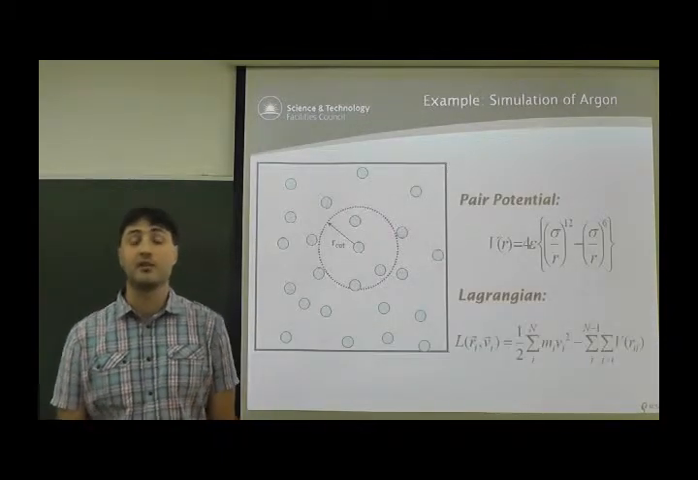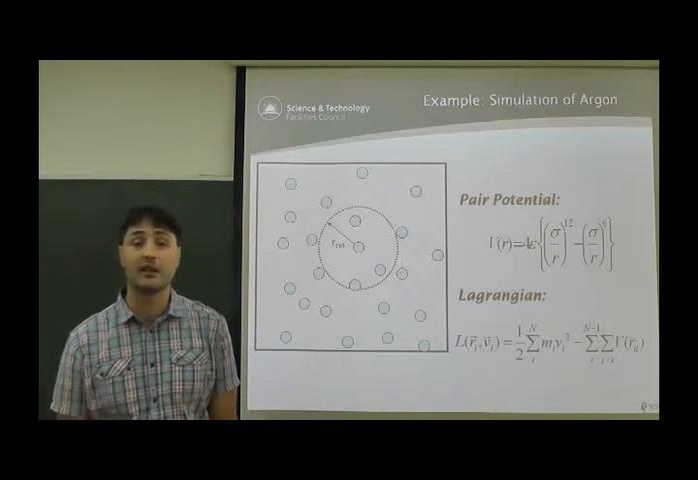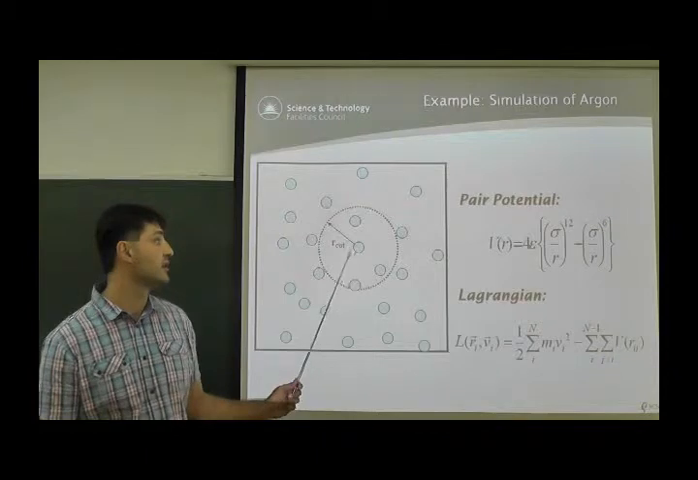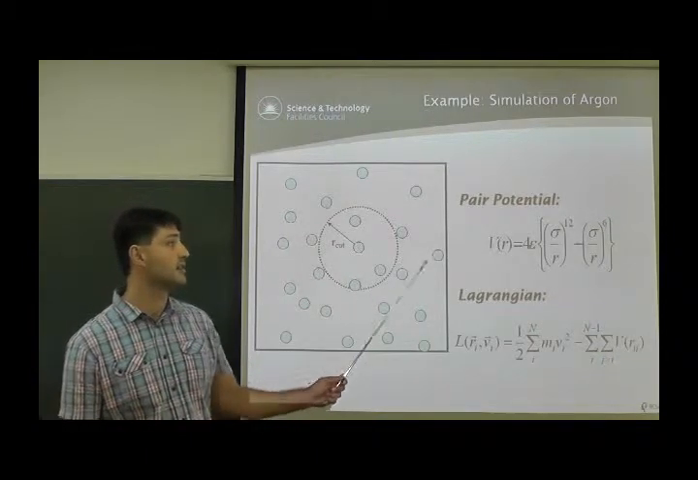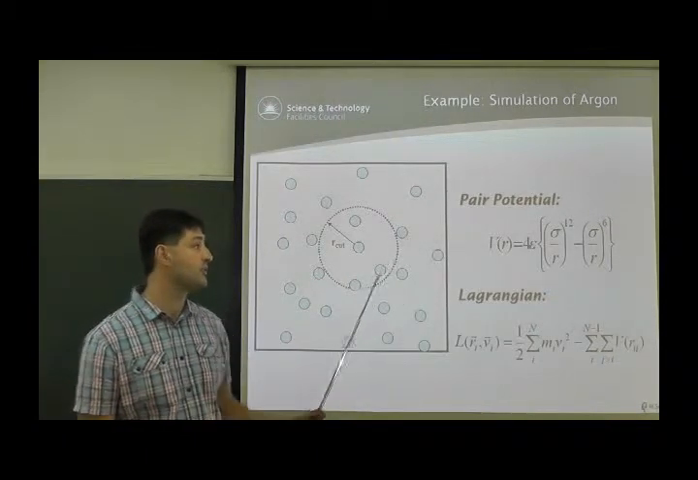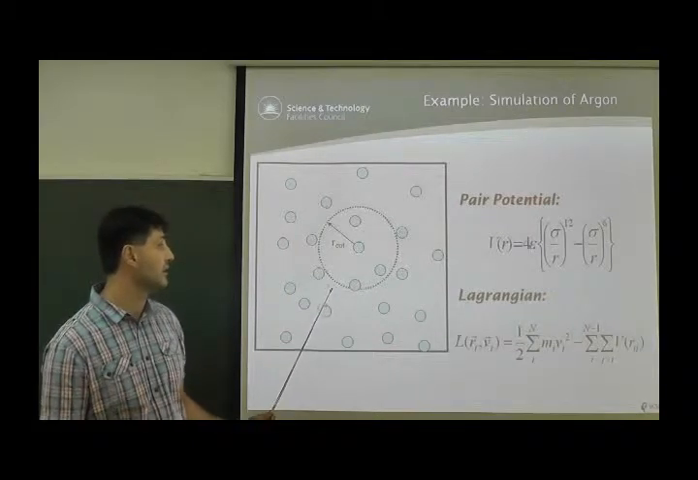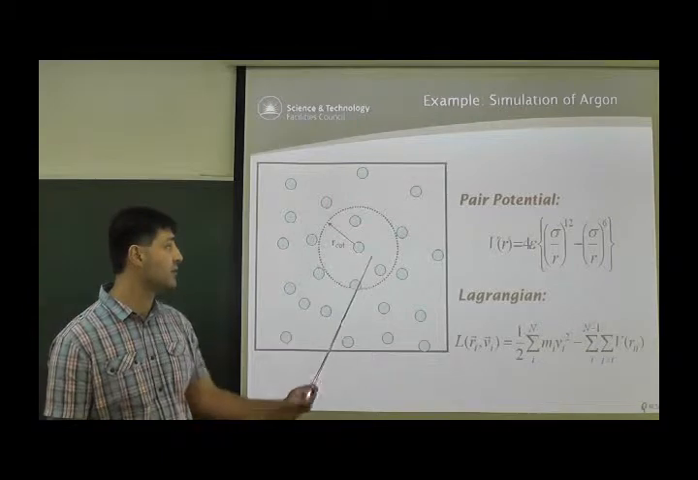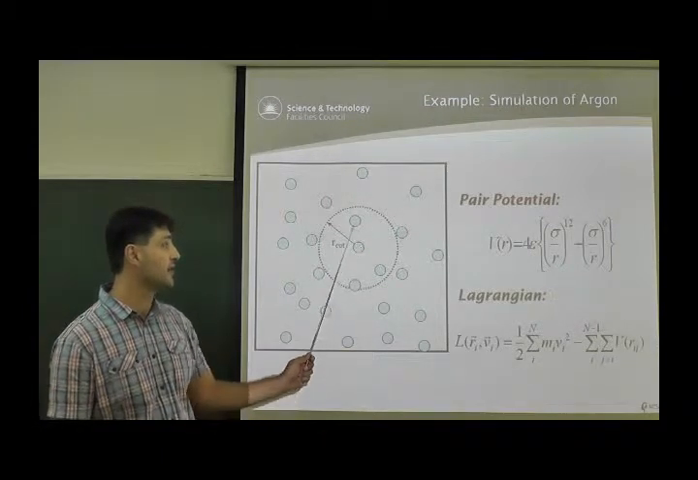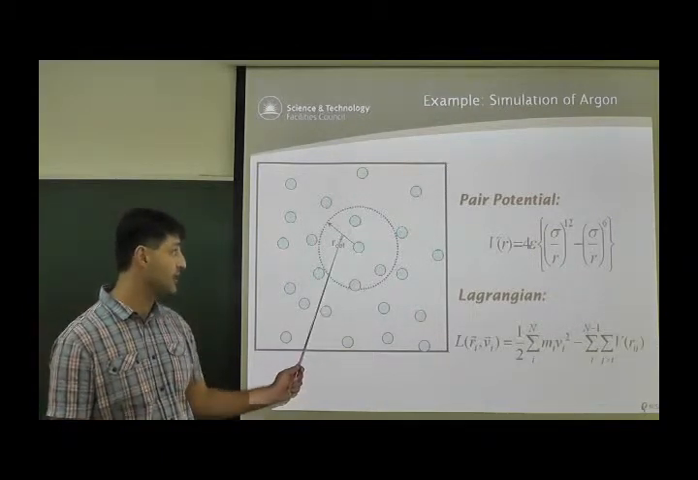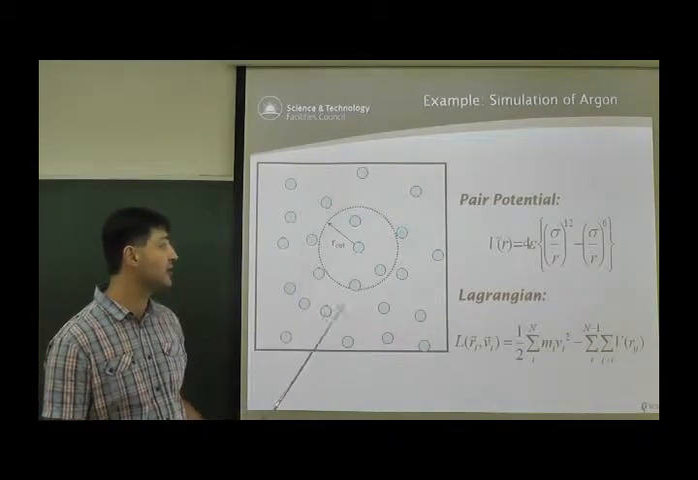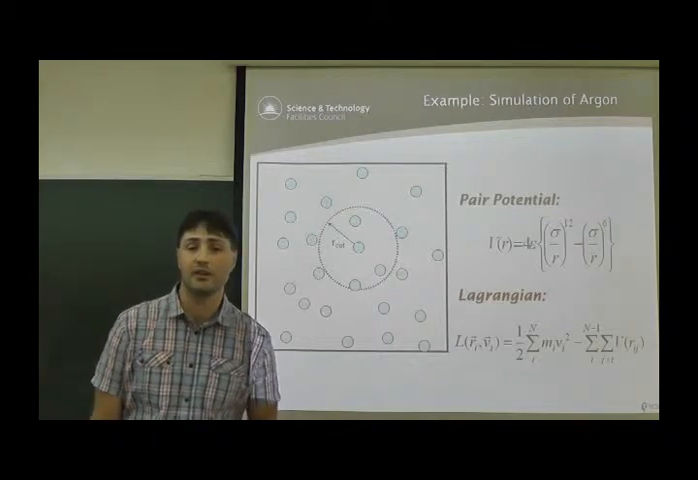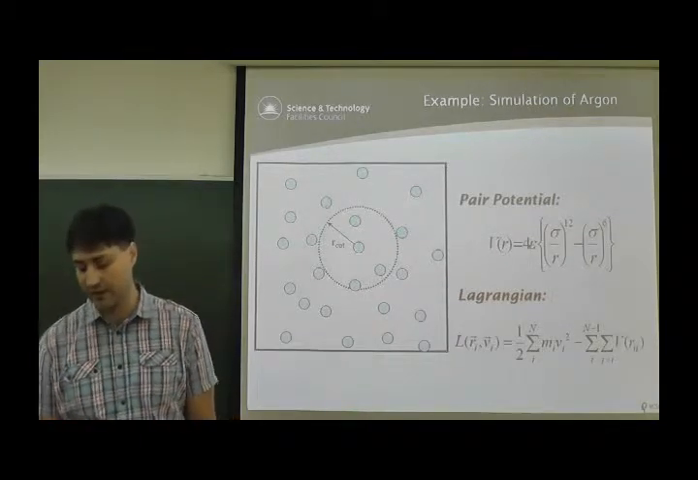One of the simplest simulations one can think of is presented here. This is a box of argon, where argon atoms interact via simple Lennard-Jones potential. In the next slide, I'll show why we have a cutoff. Within the cutoff, this atom interacts with all the atoms within, and it doesn't know anything about the ones outside. We can write the Lagrangian of this system, which is simply the difference between the kinetic and the potential energy.